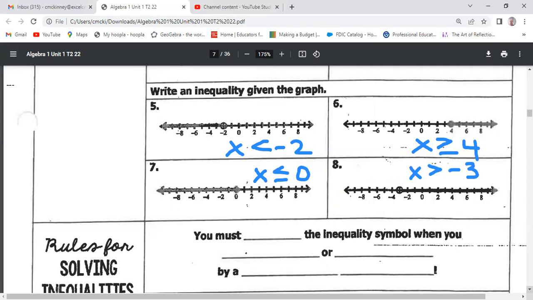And then a reminder that when you're solving inequalities, you must flip or reverse, use whichever one of those words you like, the inequality sign when you multiply or divide by a negative number.